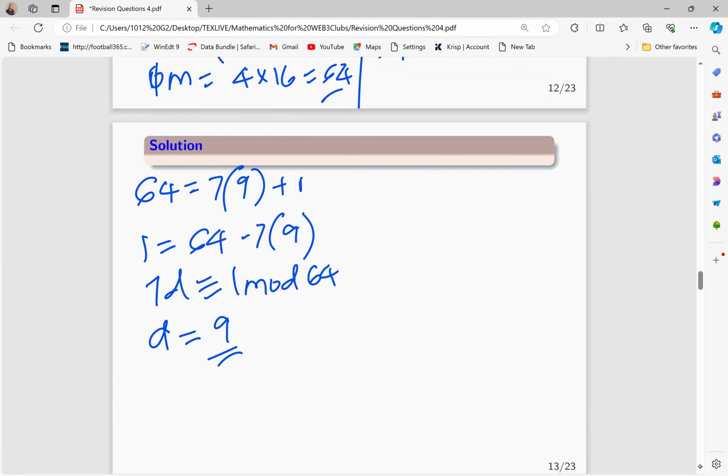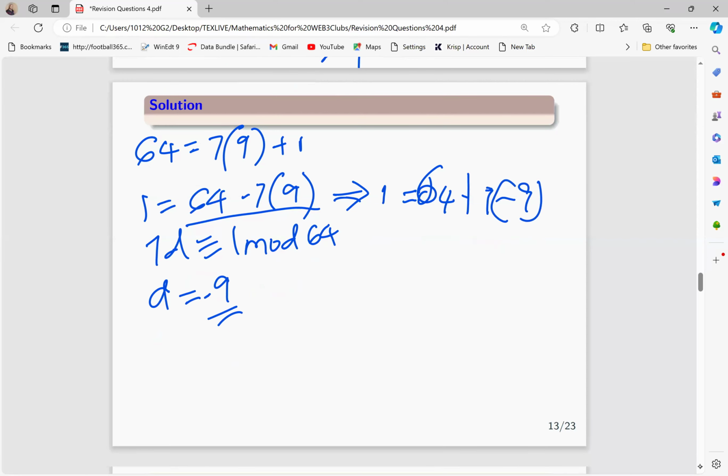But when you reverse here, D is not 9. Because when you reverse what you have here, this equation is the same as 1 equals 64 plus 7 times negative 9. So D is negative 9. Which is what as a positive number?